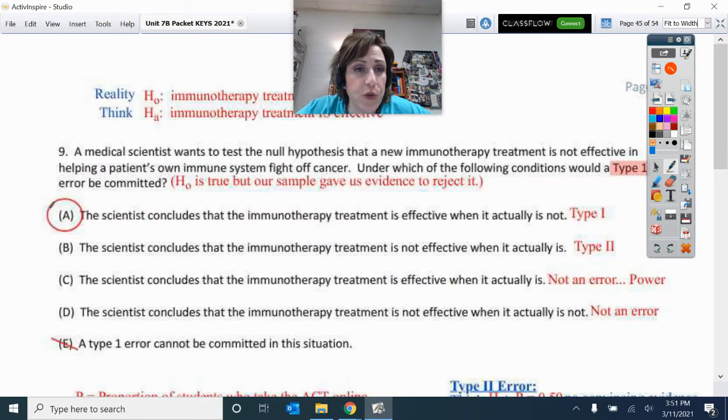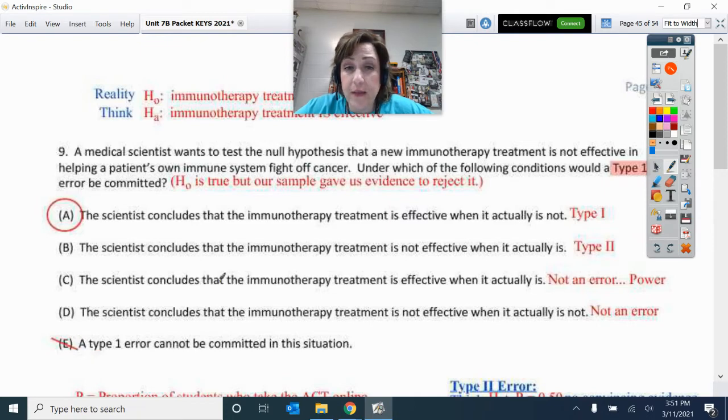If the null is really true, so if the immunotherapy treatment, we think they conclude that the immunotherapy treatment is effective when it actually is not. You can see this one, answer choice B is the type 2 error.